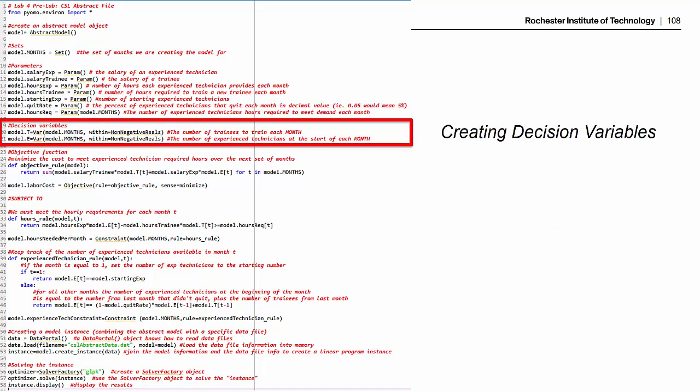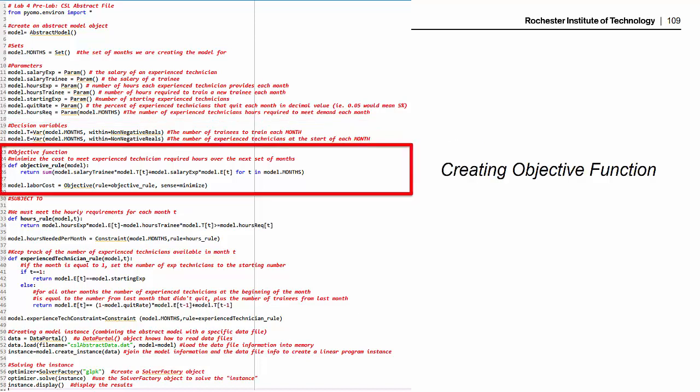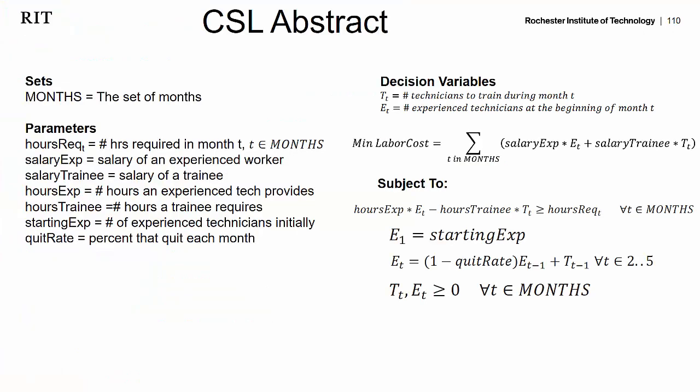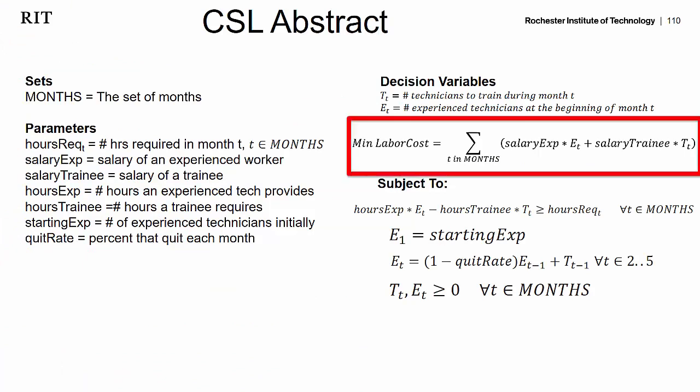So we just took a look at the code needed to create decision variables. Now let's move on and look at using those decision variables and some of our parameters to create our objective function. So we can see our objective function here in our abstract model. It's the min labor cost function. We're going to replicate this in Pyomo.